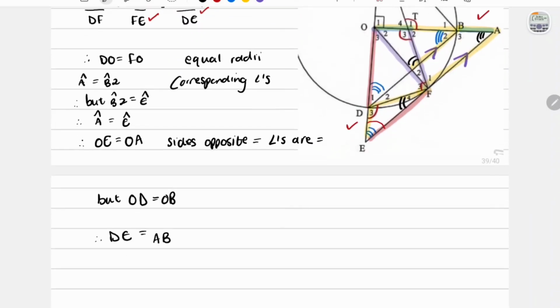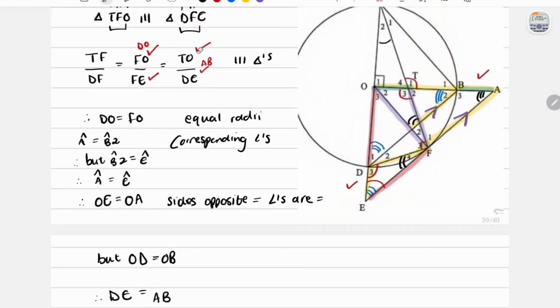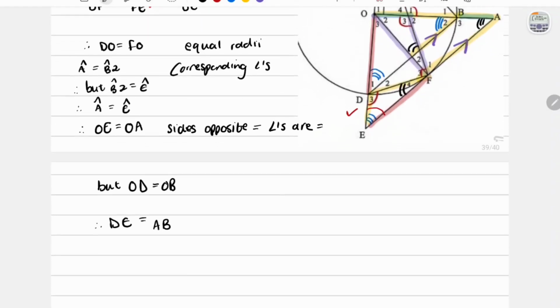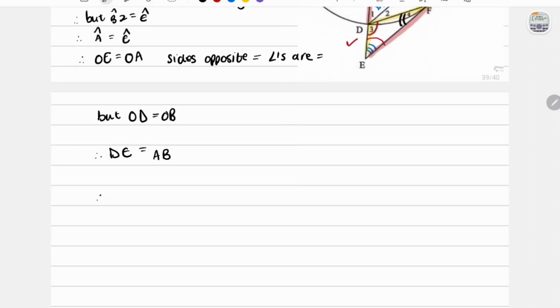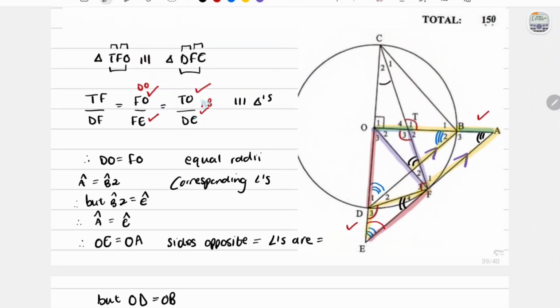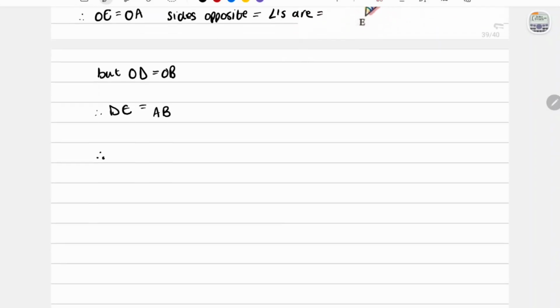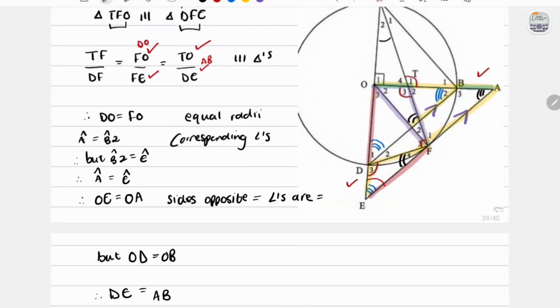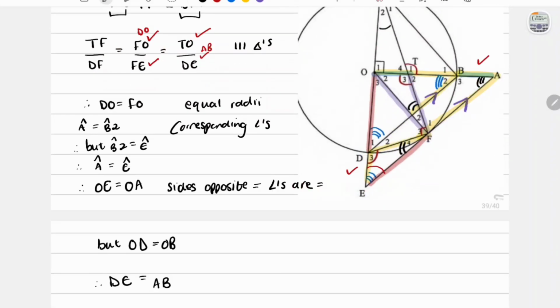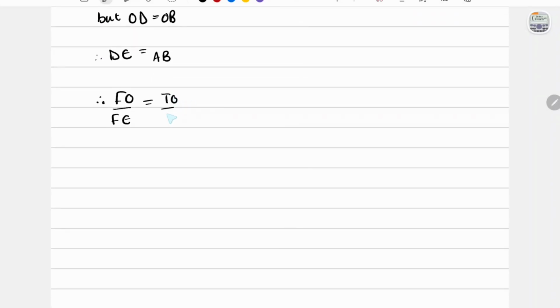Okay, so there. Now that I've shown them that, I can continue using this now. I hope you guys see what's going on. So I can go ahead and say, therefore, and I'm going to use the proportions we have here. I'll tell them FO over FE, first of all, is equal to TO over DE. And the reason I can use this is because these were similar triangles. They're the proportions of similar triangles.